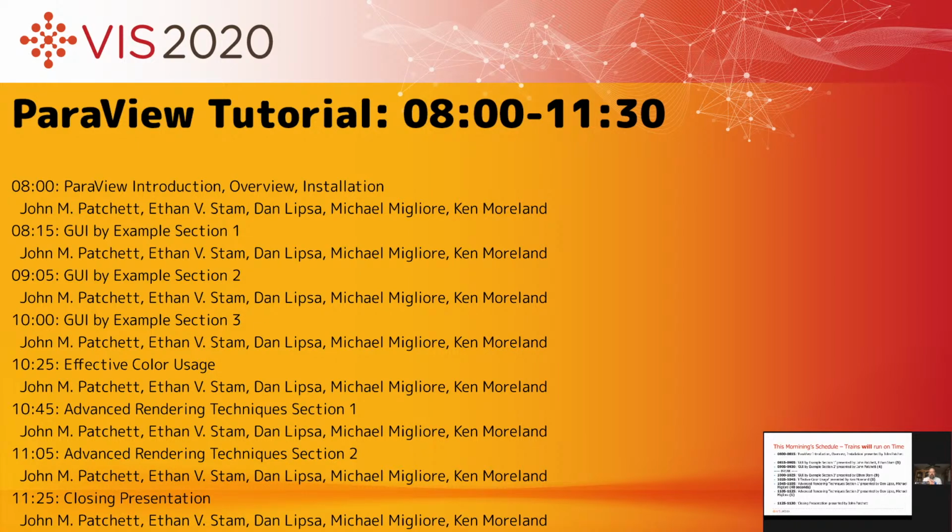And there will be short breaks. So the bold numbers at the end of each line item here tells us how many minutes we have for questions or discussion. So we have to be somewhat efficient and make sure to use the Discord and YouTube chat channels. But we will start out with three sections of using the GUI. After the break, we will have the third one, and then Ken Moreland will talk about effective color usage.